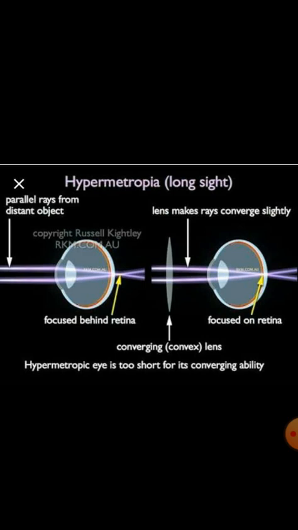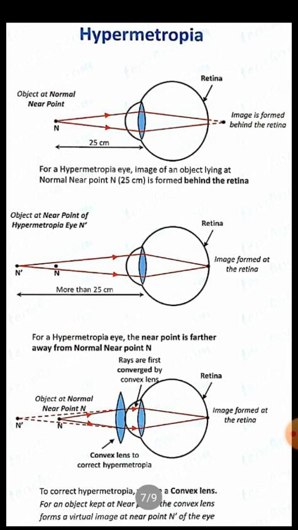Now the light rays appear to come from the near point of the hypermetropic eye, and the image of the object can be easily focused on the retina. Now let us see how hypermetropia will cause the image to form behind the retina and how it is corrected in this diagram. You can see that the near point of the hypermetropic eye is not 25 centimeters, but it is more than 25 centimeters.